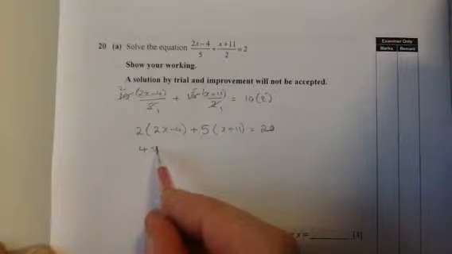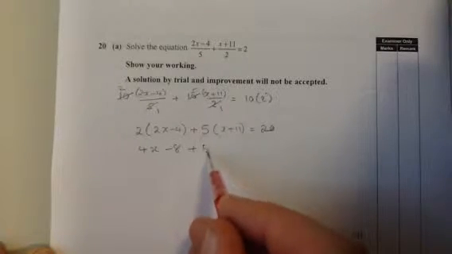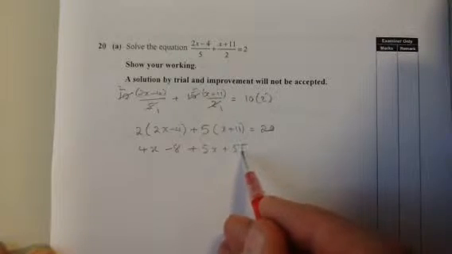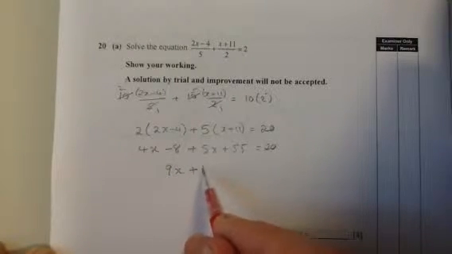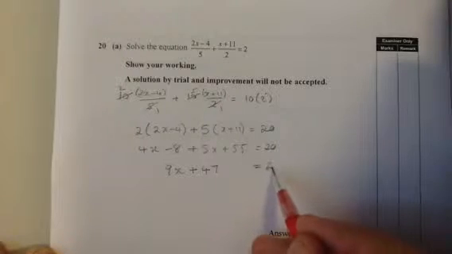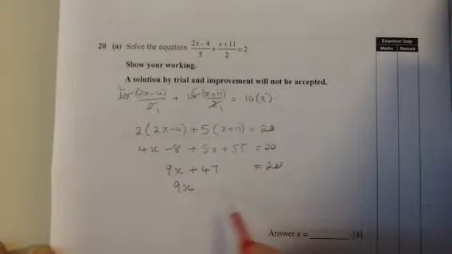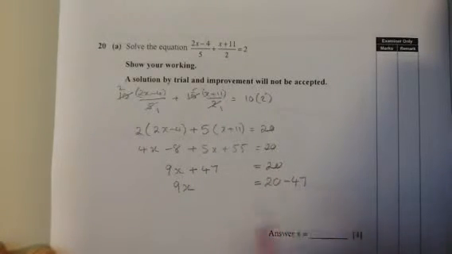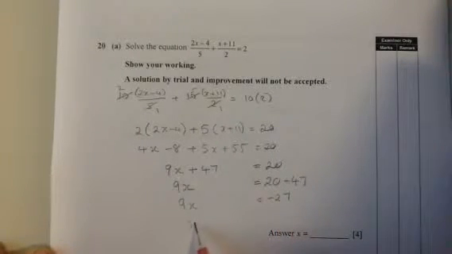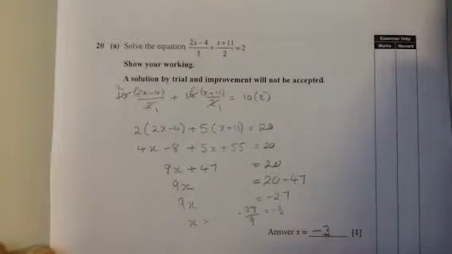Okay, so multiplying out our brackets, 4x minus 8 plus 5x plus 55 equals 20. So 4x and 5x is 9x, minus 8 plus 55 is 47. Most people will bring the 47 across and realise I'm taking away 47 now. So 9x is equal to minus 27. So x is equal to minus 27 divided by 9, which is minus 3. So x turns out to be minus 3.